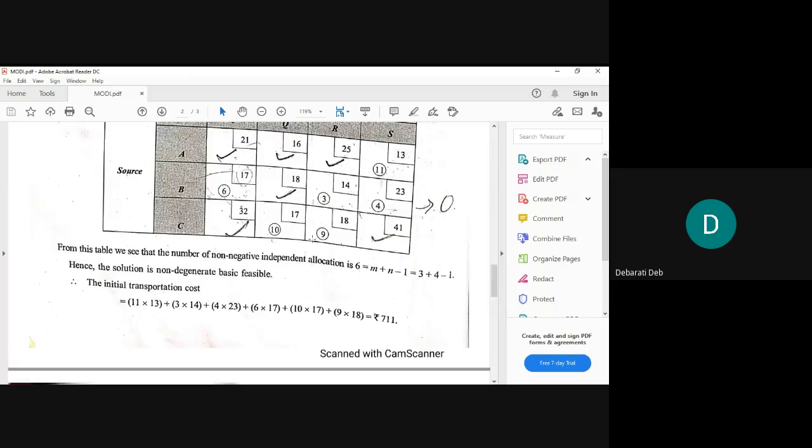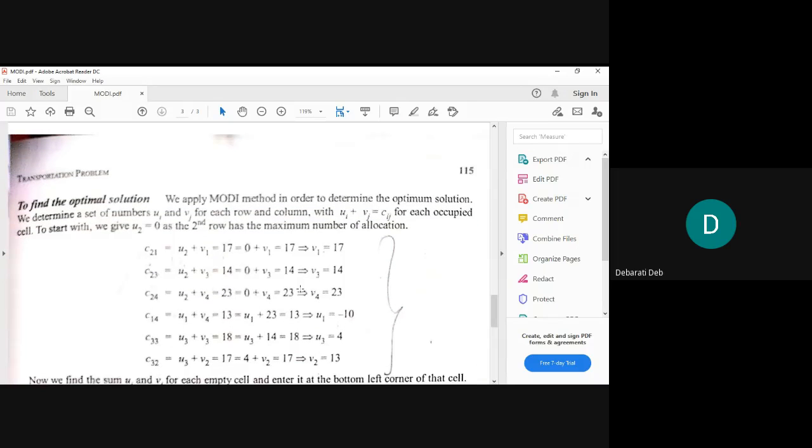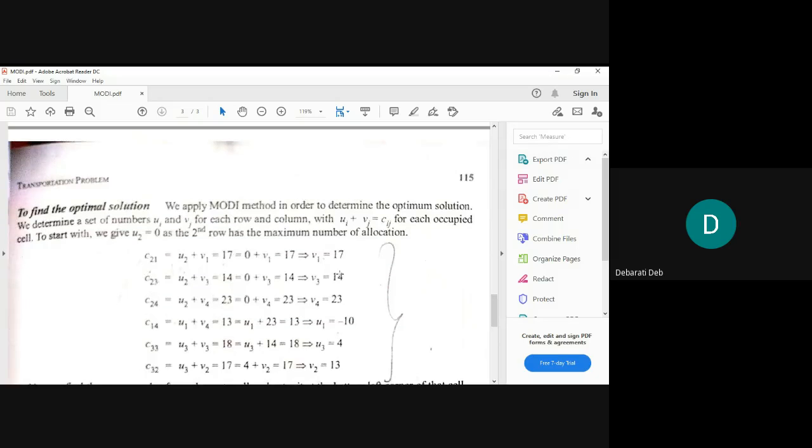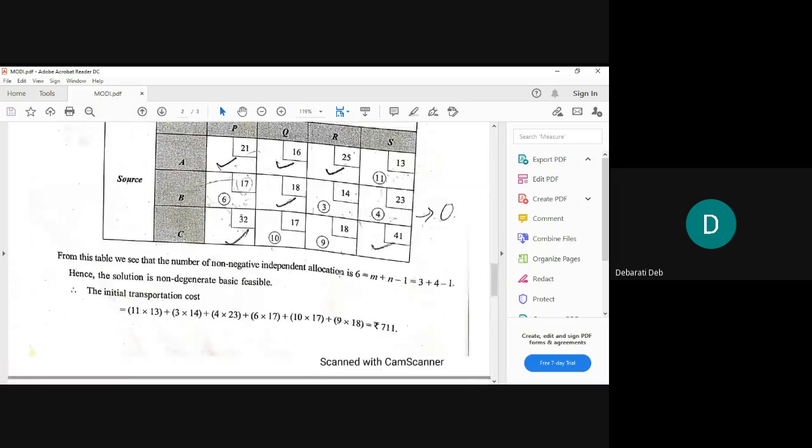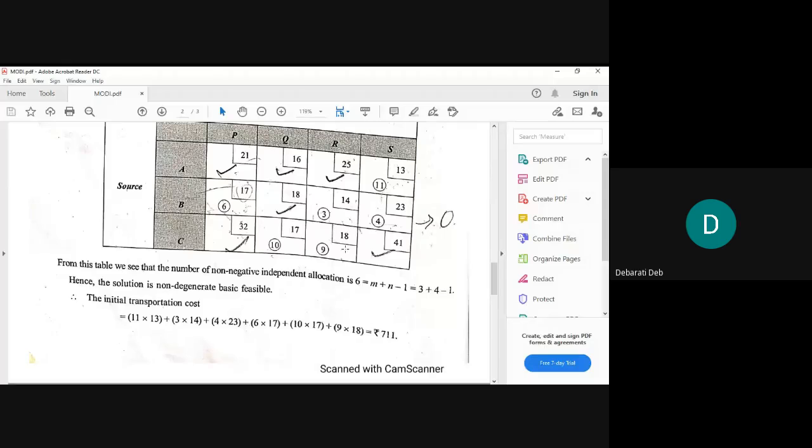But instead of this 17 where 10 has been allocated, we start with this cell, that is 18 where 9 has been allocated. Then we can calculate something, because here the U will be U3 and V will be V3. U3 plus V3 will be 18. Now we don't know U3, but V3 we have calculated as 14. So now we will start with this cell, 18 where 9 has been allocated.